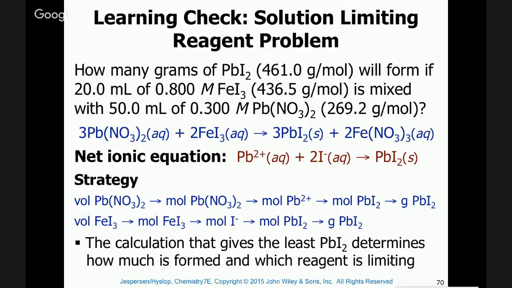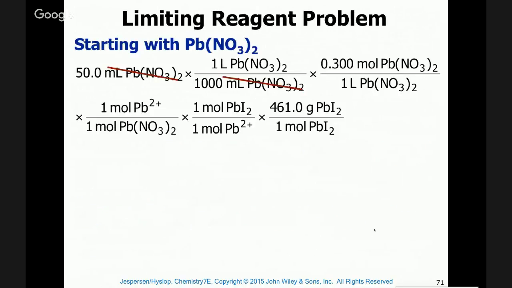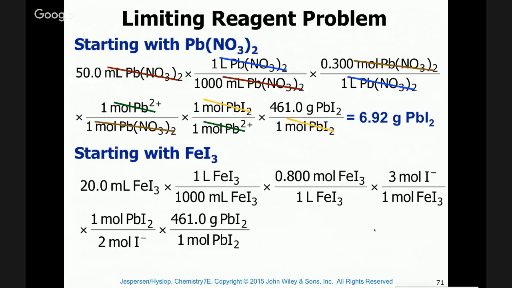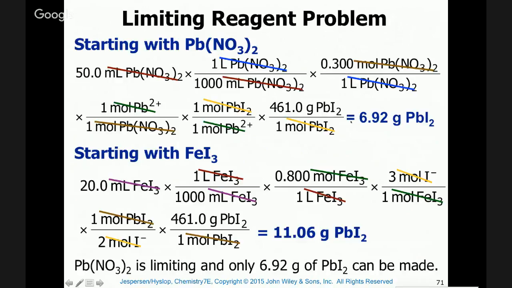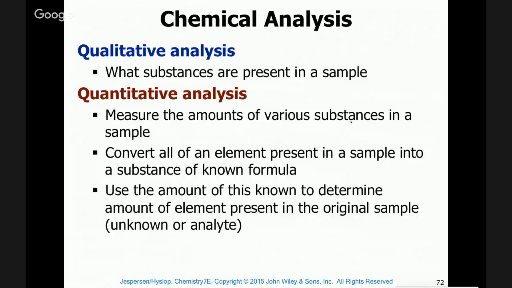So we can also look at our limiting reagent. So whichever one creates the smallest amount of grams of lead iodide. Limiting reagent problem. And 2 grams. So if we start with the other, we have 11.06 grams. So this is our limiting reactant or limiting reagent. So lead nitrate. It's limited. So that would be our limiting reagent.